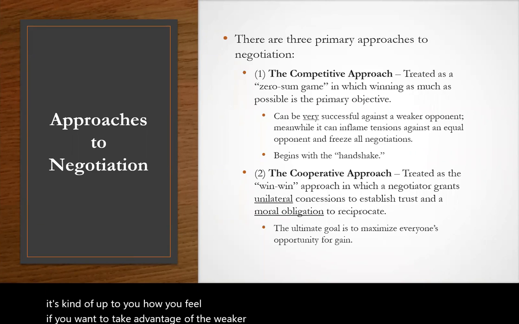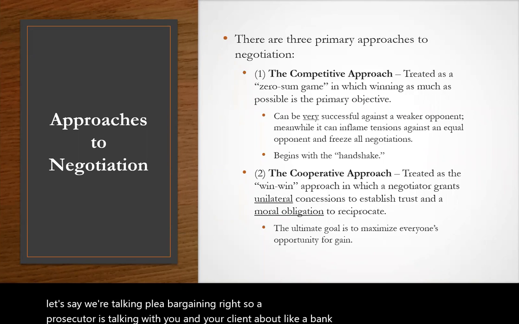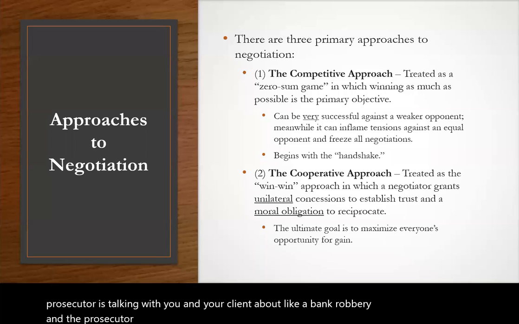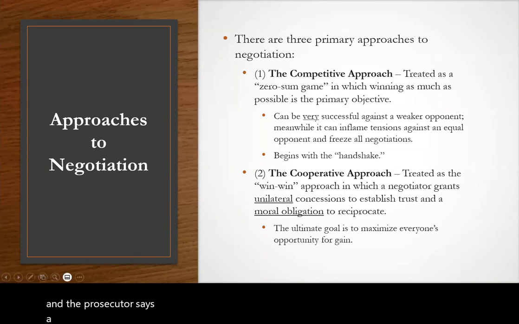So, for example, let's say we're talking plea bargaining, right? So a prosecutor is talking with you and your client about a bank robbery, and the prosecutor says, I won't agree to anything less than 10 years, right? And you respond back with, the common sentence for this is only 5. We won't take anything above 5. All right. So how do we break this down?